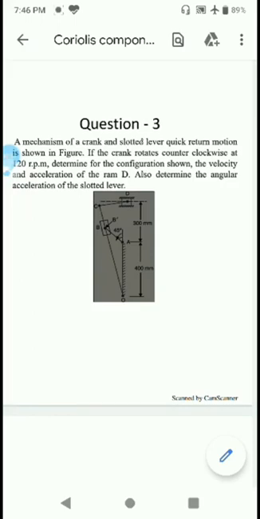The only difference comes when there is a link which has both translatory motion as well as rotational motion. So in the acceleration diagram, like in the velocity diagram, we need to incorporate all these aspects. That is, we need to incorporate the rotational motion as well as the translation motion.